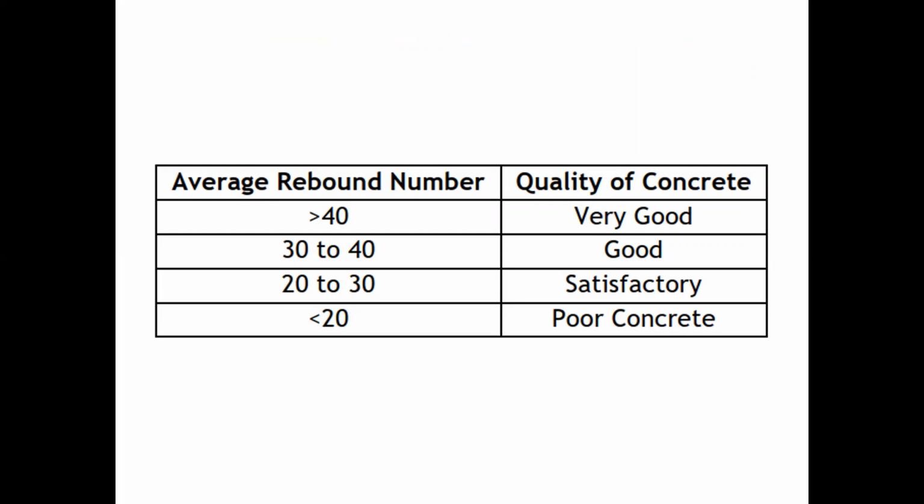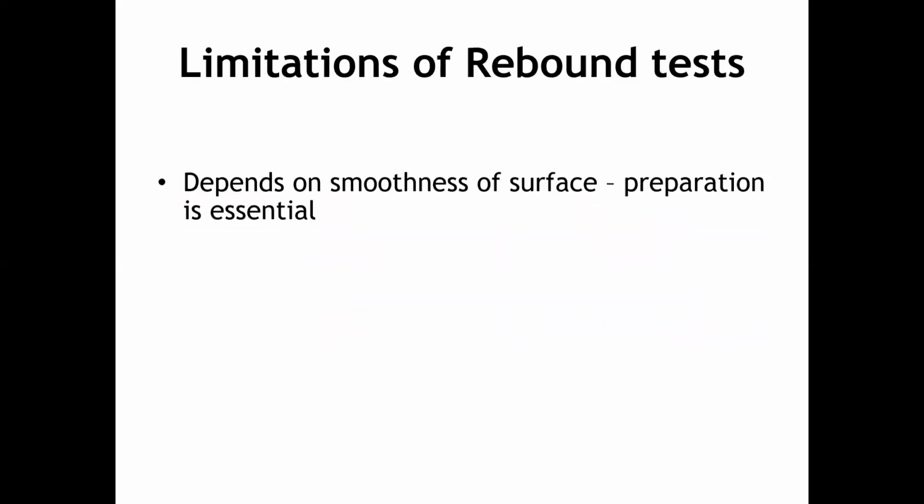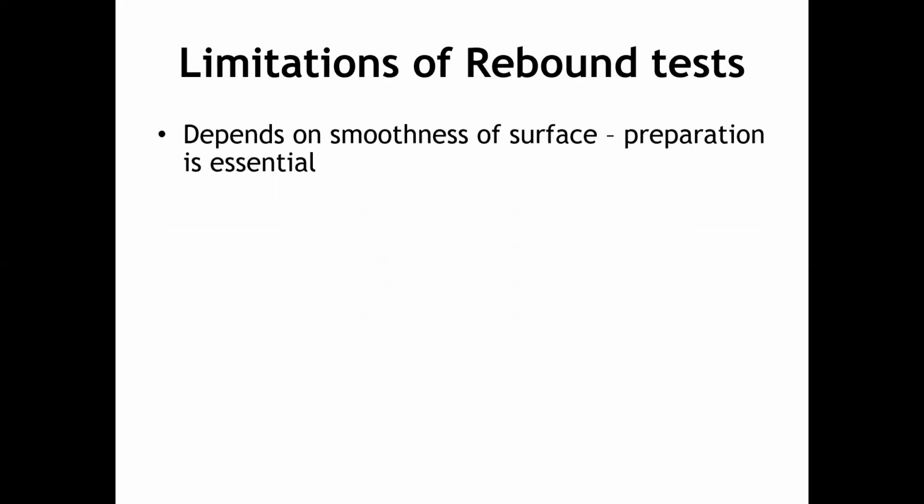When you get a rebound number which is more than 40, it indicates that the quality of the concrete in the cover region is very good. Between 30 to 40, it's good. 20 to 30 is satisfactory. Less than 20 is poor concrete, or even corrosion could have taken place. When the rebar gets corroded, as all of us know, it expands and pushes the cover concrete, so if we take the rebound number right over that particular region, we will get a very low value.